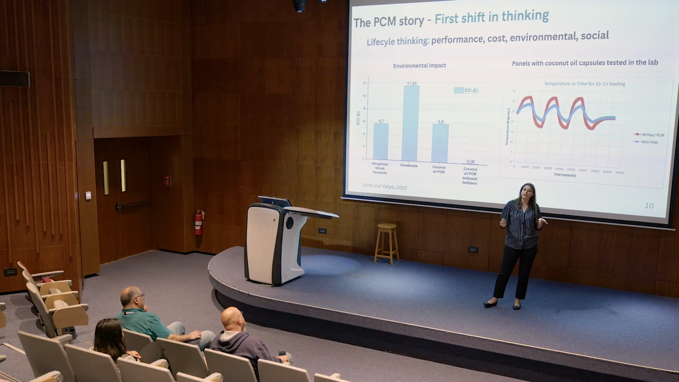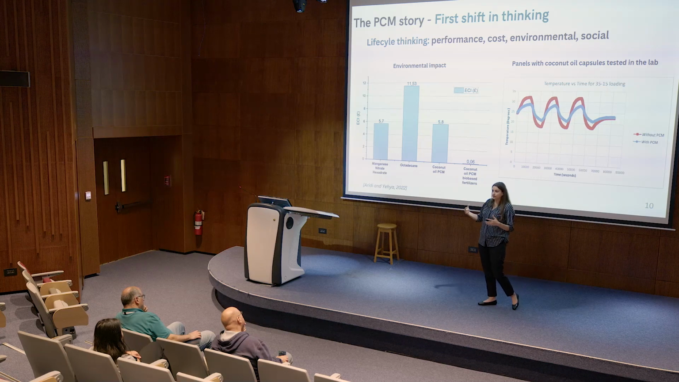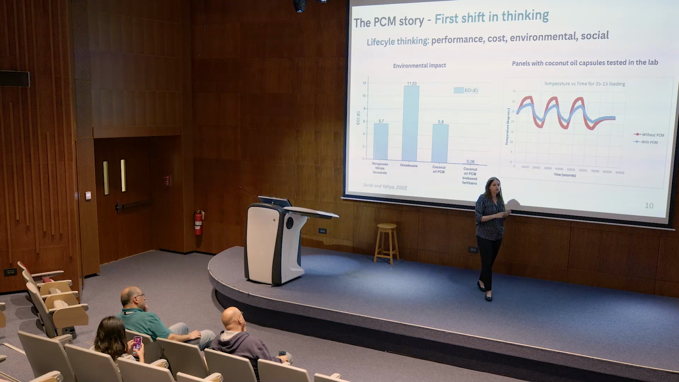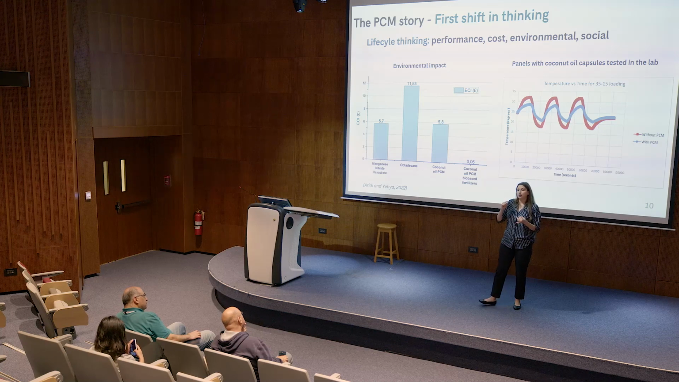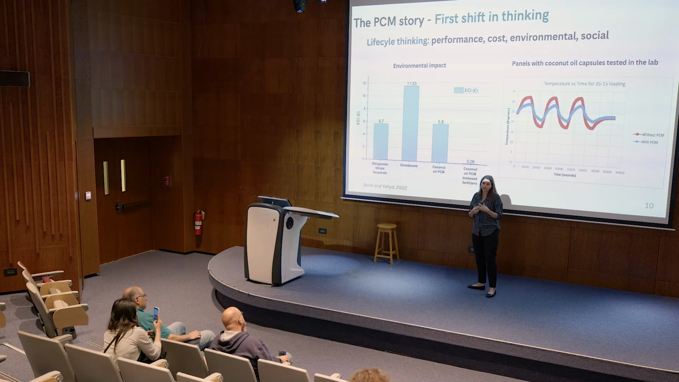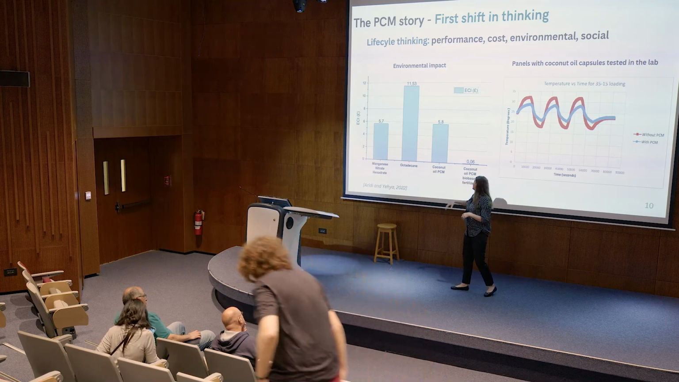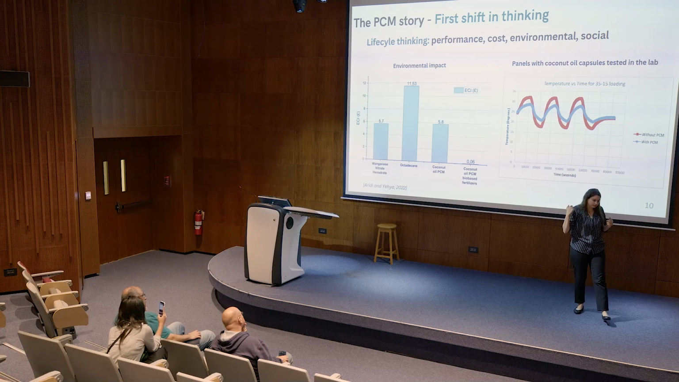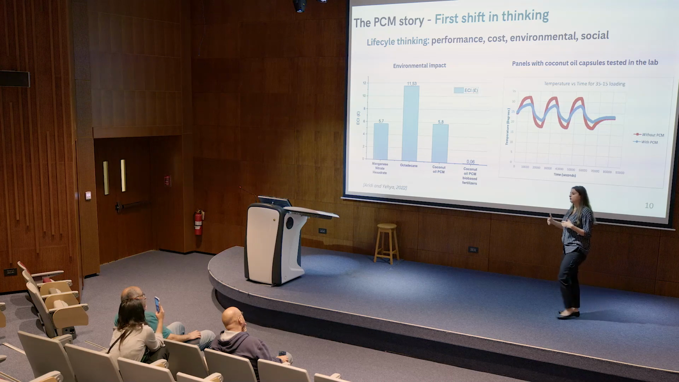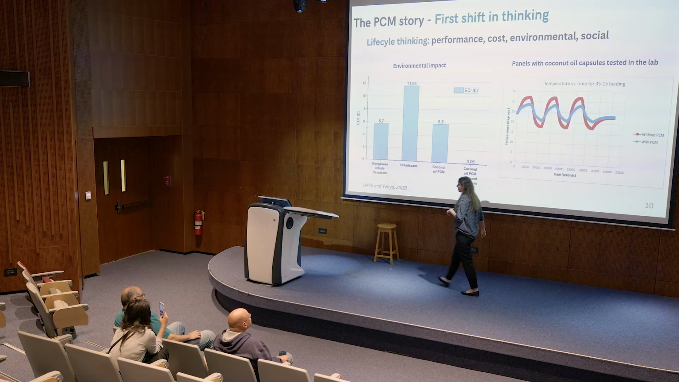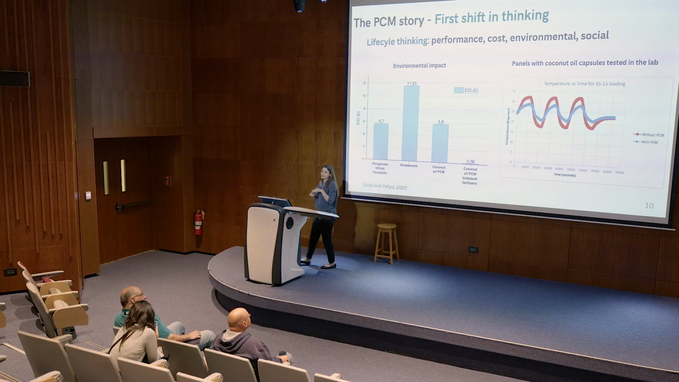And we looked at the same thing for social stresses, because the sectors responsible for producing hydrocarbons and salt hydrates are the highest in terms of child labor, unfair salaries, corruption, etc. So even in this sense, coconut oil can be a better option. So we tested it in the lab, and we can see that the red curve shows the construction panels without phase change materials, and the blue one shows the one with coconut oil, which shows a good reduction in the energy required to keep a comfortable temperature.